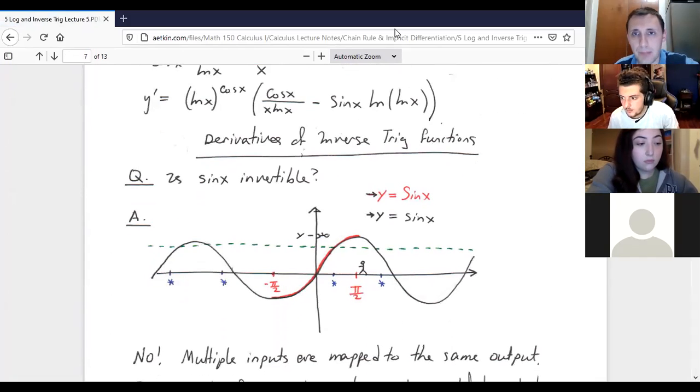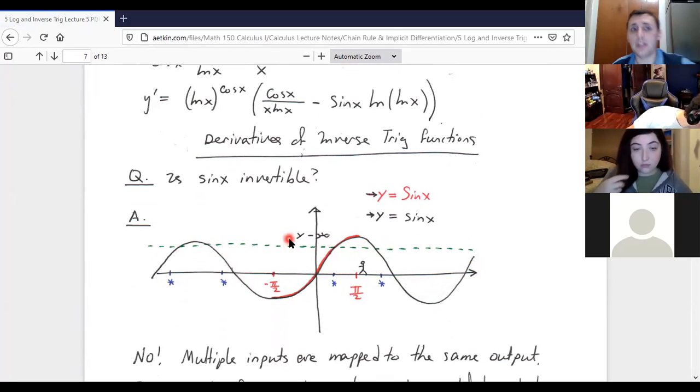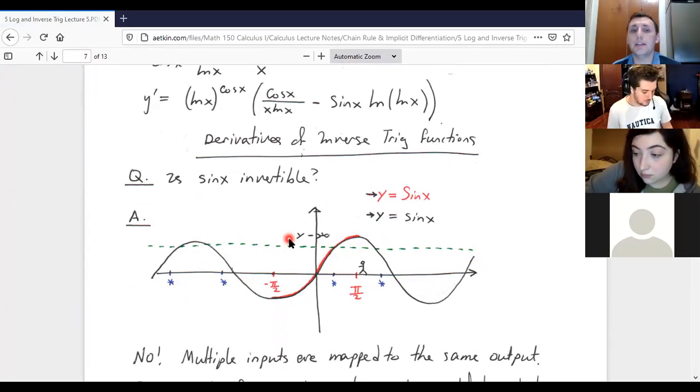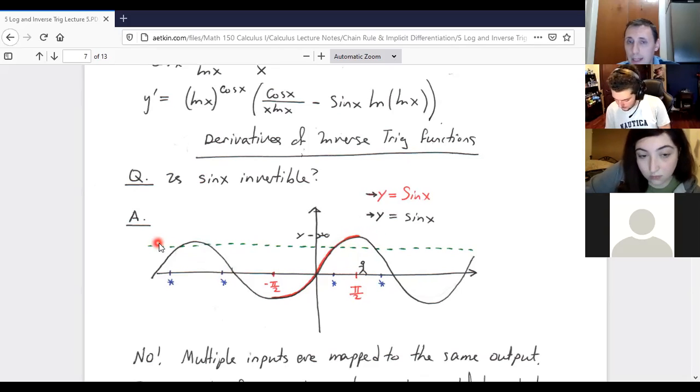Okay, so you all remember how the graph of sine, cosine, and stuff like that look like. This picture illustrates that sine of x is not an invertible function. To be invertible, it means that every input has a unique output, but here you have several inputs that produce the same output. And that's the horizontal line test. Do you understand the meaning of the horizontal line test?